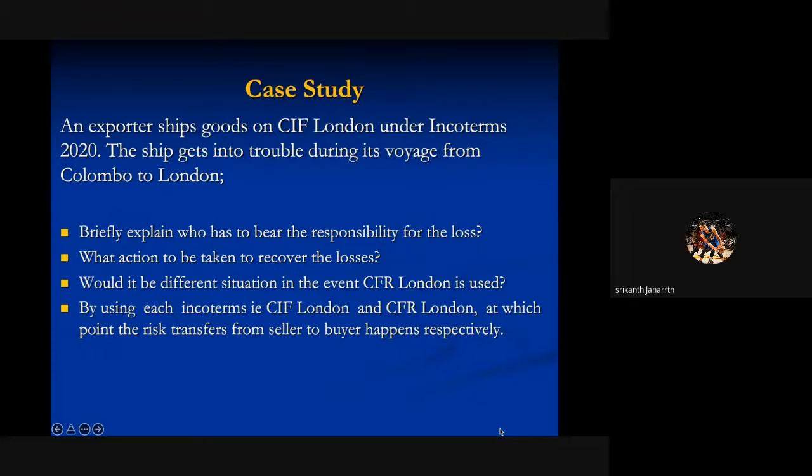So you need to tell the examiner that in both CIF London and CFR London, the risk transfers from seller to buyer at the point goods have been loaded on board of the vessel.